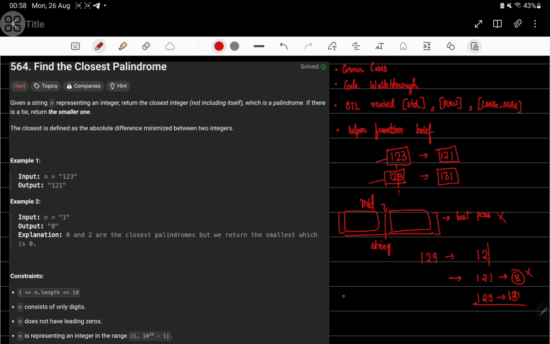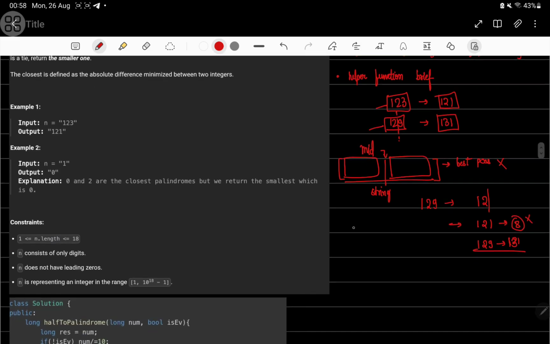Now we can also say that okay, this is a corner case, right? What we can do over here is consider 12, and I will also consider 13 and 11 as my possible solutions, and then try to replicate the left half. After doing that, we will find that 131, 121 and 111 are the contenders for 129. The closest would definitely be 131, and 131 would be the answer.